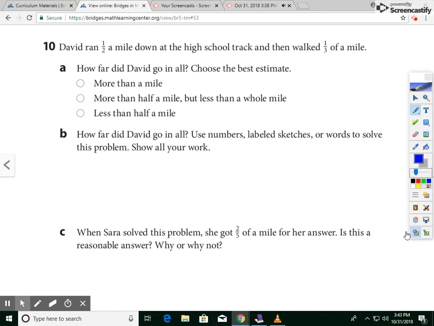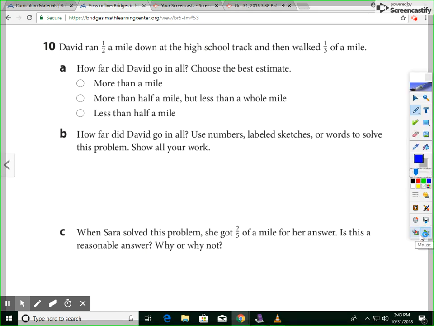And number 10, a little bit of estimating in this first part. David ran half a mile down the high school track and then walked 1/3 of a mile. How far did David go in all? Choose the best estimate. So is it more than a mile?